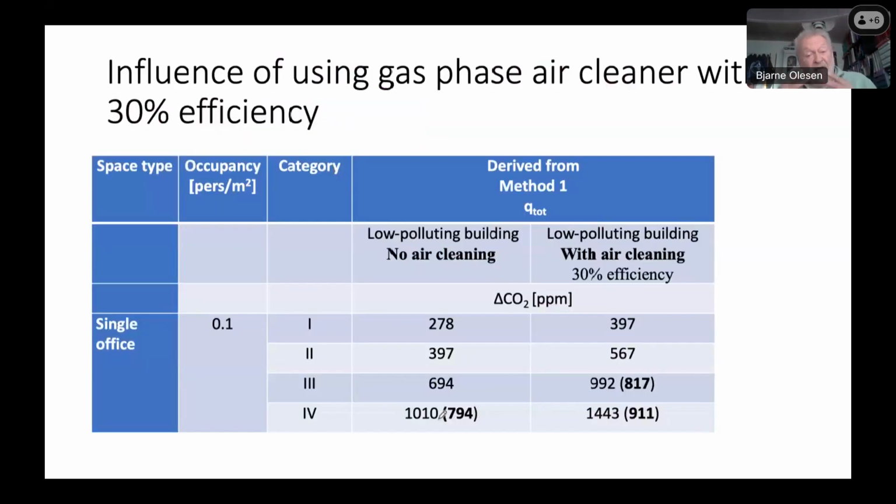So if you now have an air cleaner and you have proved that it delivers what could be equivalent to a certain amount of clean air, the same clean air as outside, then your set point also has to change for the CO2. So on the left here, you see for a single office, let's say category 2, we have about 397 or 400 ppm as set point. But if you had an air cleaner which basically provided equivalent clean air, you can put the set point for the control at a higher CO2 level.